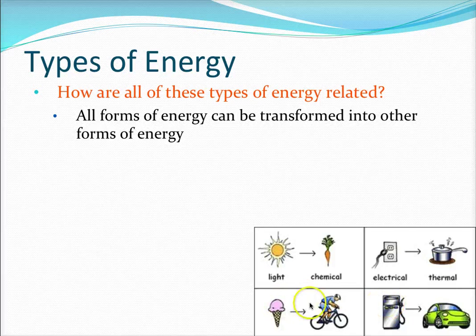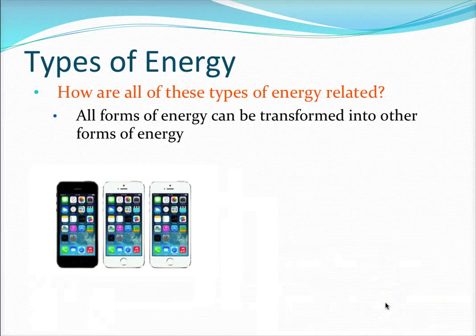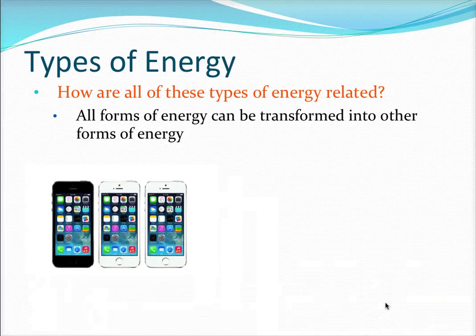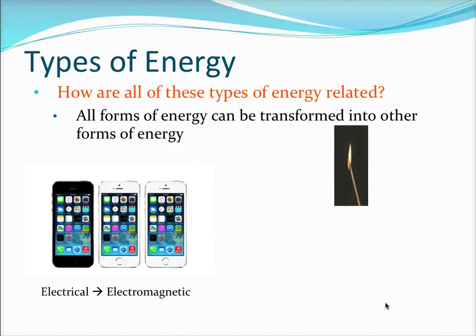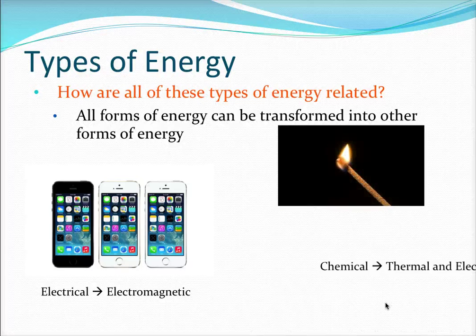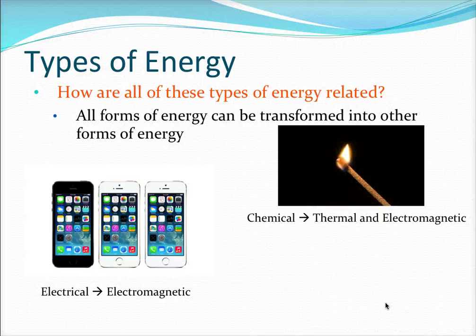So these are actually very similar. Another example is going to be a cell phone. You've got your iPhone 5S here, and that's going to be electrical to electromagnetic. The electromagnetic is how they actually communicate back and forth. It's another type of energy wave. And then we've got a match. A match starts with chemical energy. So before it's lit, it has chemical energy. Once it's lit, it's going to give off two types. It's going to give off thermal; obviously, you can feel that heat. And then also the electromagnetic, so you can see the light coming from the match.